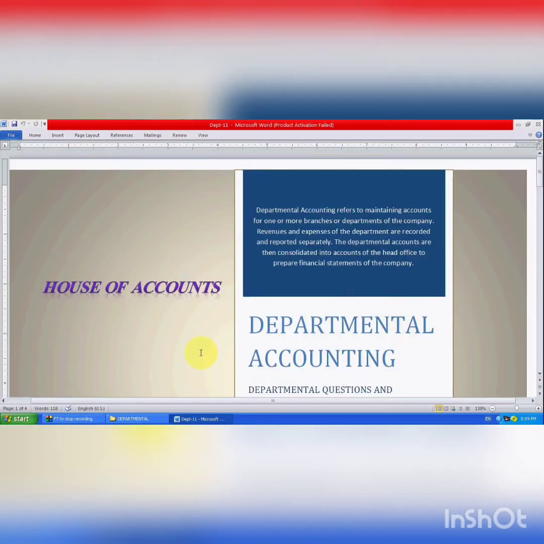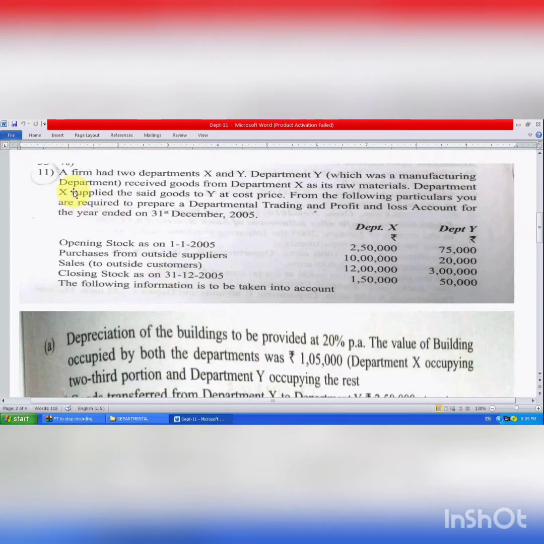A firm had two departments, X and Y. Department Y, which is a manufacturing department, receives goods from department X, because it uses them as its raw material. Department X supplied the said goods to Y at cost price.